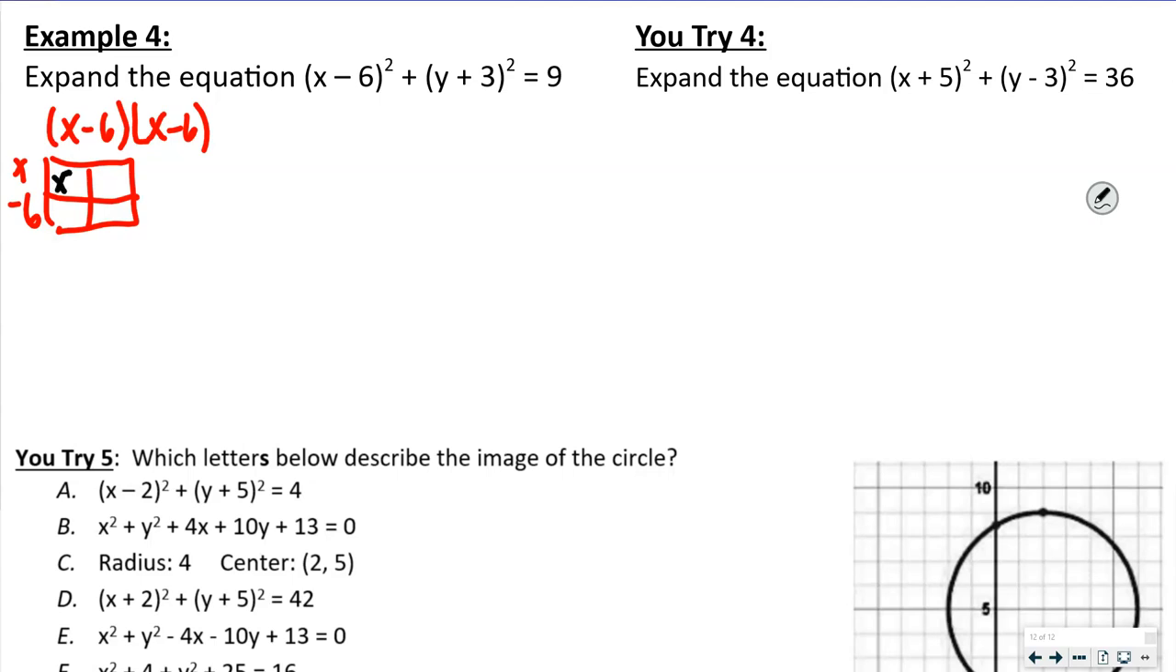x times x is x squared. Negative 6 times x is negative 6x. Down here we got negative 6x as well. And then we multiply negative 6 times negative 6, that's 36. So this is our pattern, and I'm going to teach this to you guys.